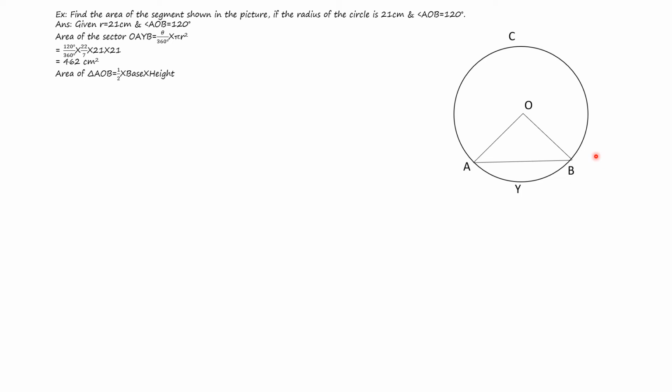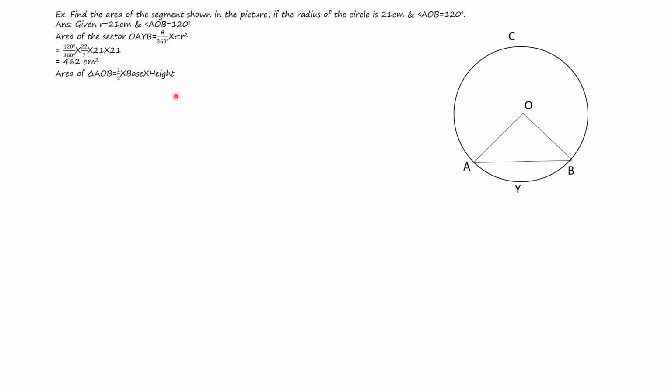See friends, in order to find the area of this particular segment, we need the area of the total sector and we need the area of this particular triangle individually. The area of the total sector minus the area of the triangle will give the area of this particular segment. We already obtained the area of the sector, which is nothing but 462 centimeter square. We need the area of this particular triangle AOB.